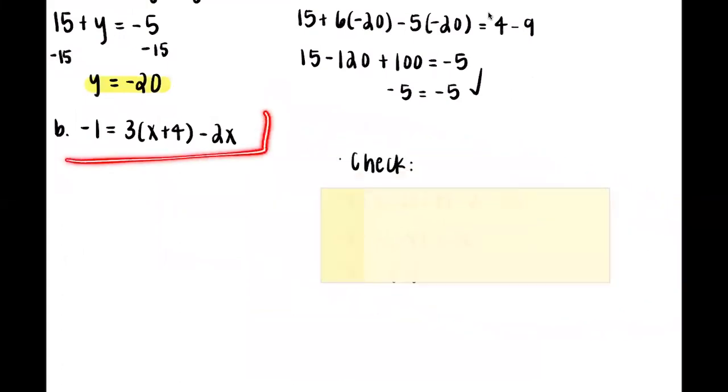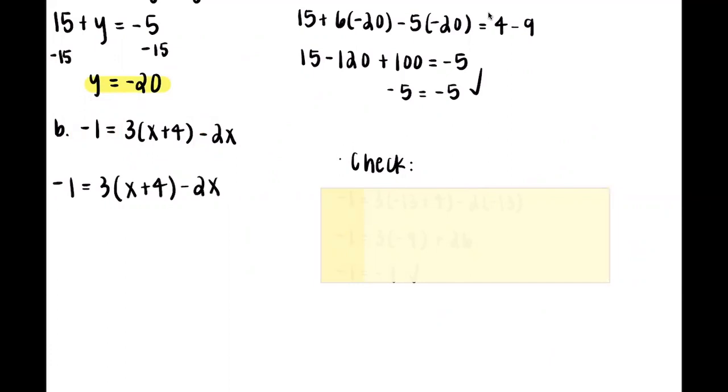Okay, what do we notice here? So -1 is equal to 3 times x plus 4 minus 2x. What's the word I got to use? I have to distribute. I can't do anything until I distribute. So let me rewrite this. I'm going to distribute this 3 since that's what's blocking me from solving this equation. I have to distribute this 3 to everyone inside the parentheses. Then I can continue combining like terms, if any, and then I can continue solving for x.